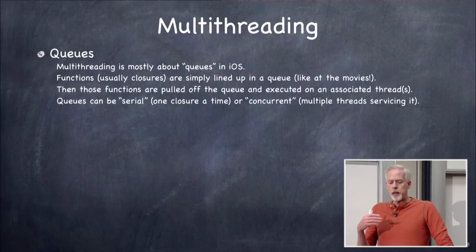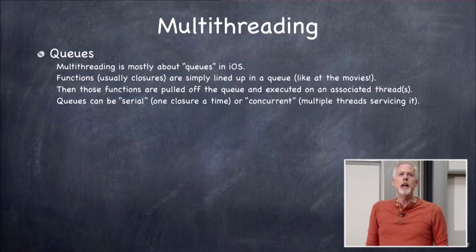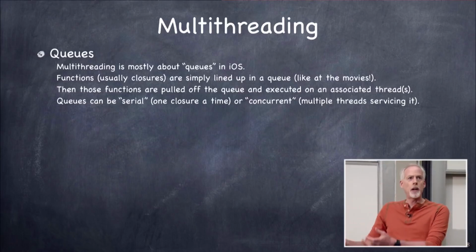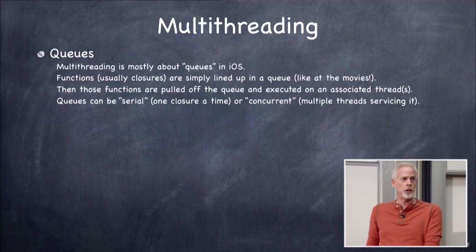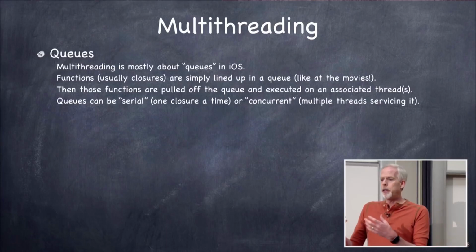Now, the way that multi-threading works in iOS is using queues. Okay, so I'm using queue in the sense of like you go to the movies and you stand in line. That's a queue, right? And what's in the queues in iOS multi-threading is blocks of code, almost always closures that you put in this queue. And so you've got these queues. There's multiple different kinds of queues. And the system then comes along and it has threads.